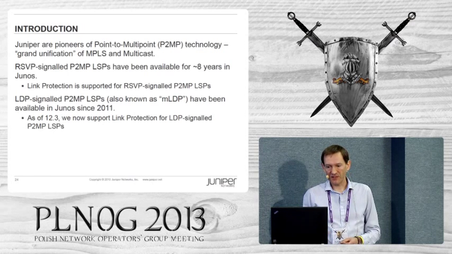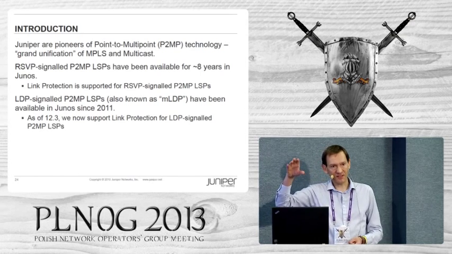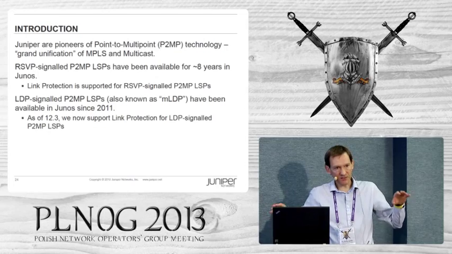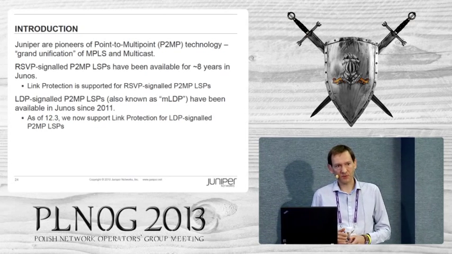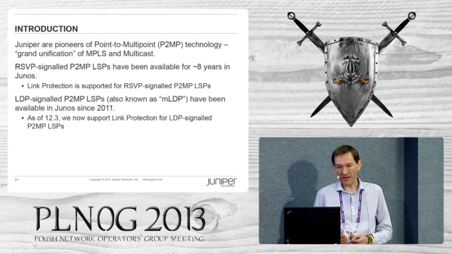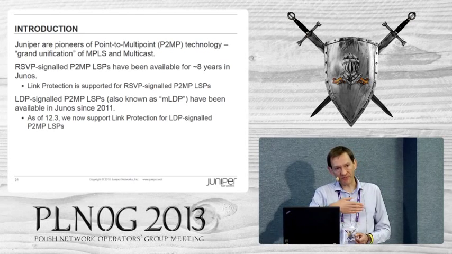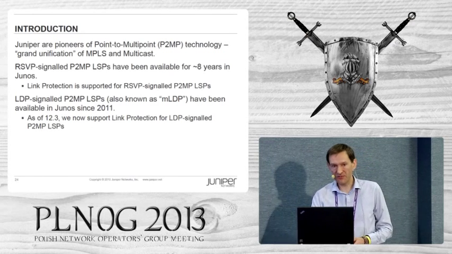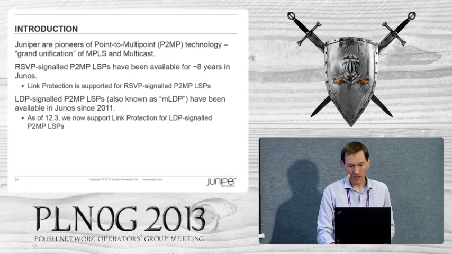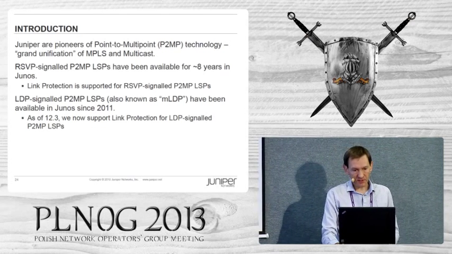The reason for this is that LDP point-to-multipoint LSPs are quite popular for IPTV distribution. People have a sort of head end, and they need to distribute the IPTV channels to different POPs around the network. And the LDP point-to-multipoint LSP is quite convenient for that. And people are interested in having fast protection, of course. If a link breaks in the network, they want to protect the traffic. And so the link protection achieves that in less than 50 milliseconds. So let's have a look how it works.